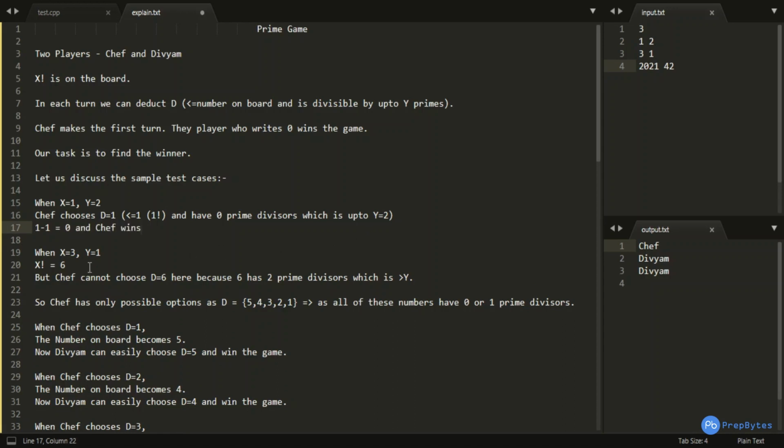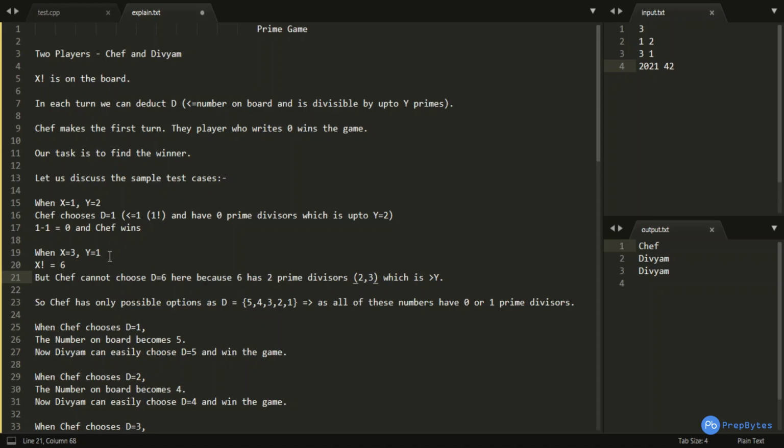Now when x is 3 and y is 1, x factorial would be 6, but Chef cannot choose d equals 6 here. Why so? Because d equals 6 has two prime divisors, which is greater than y. It can be satisfied only if the number of prime divisors is less than or equal to 1, but 6 has two prime divisors, which are nothing but 2 and 3, right? Because 6 is divisible by 2 and by 3, and both 2 and 3 are prime numbers.